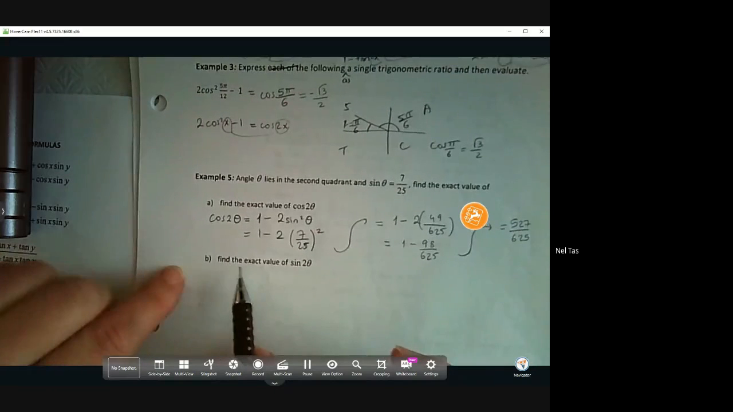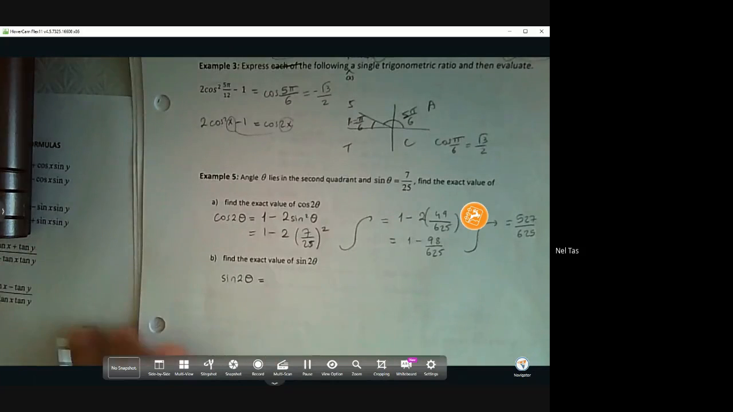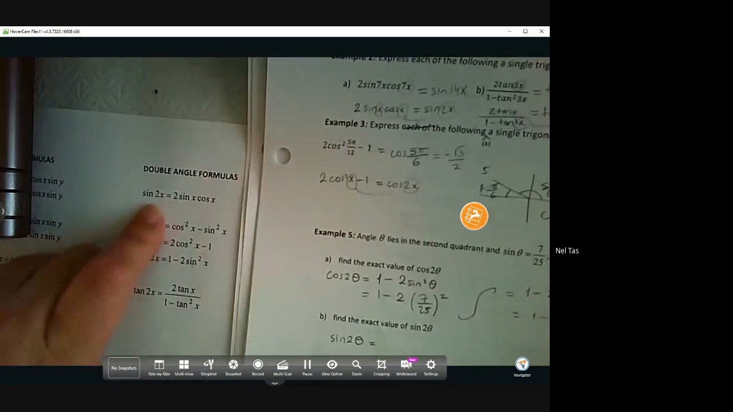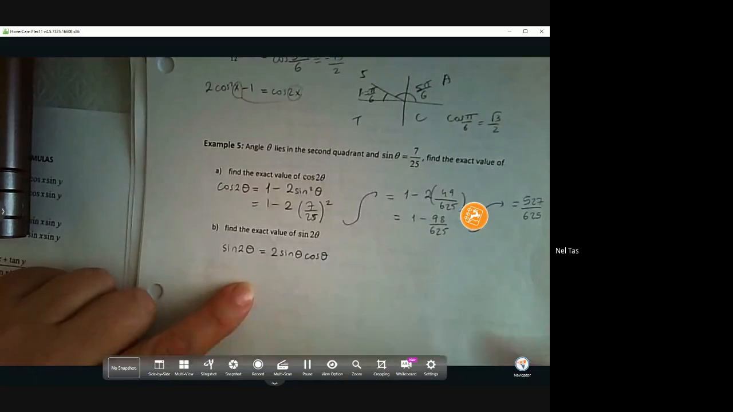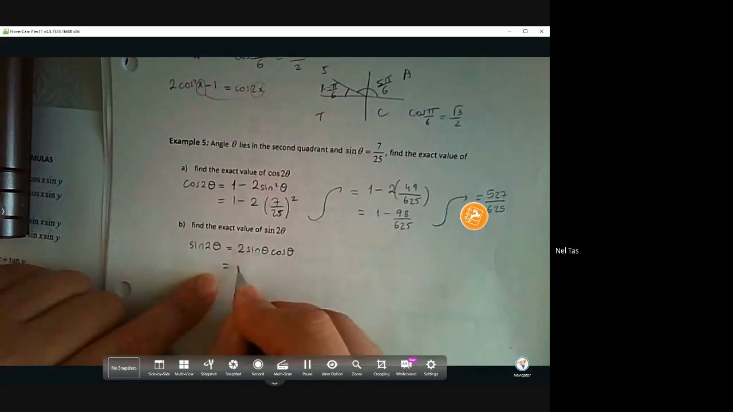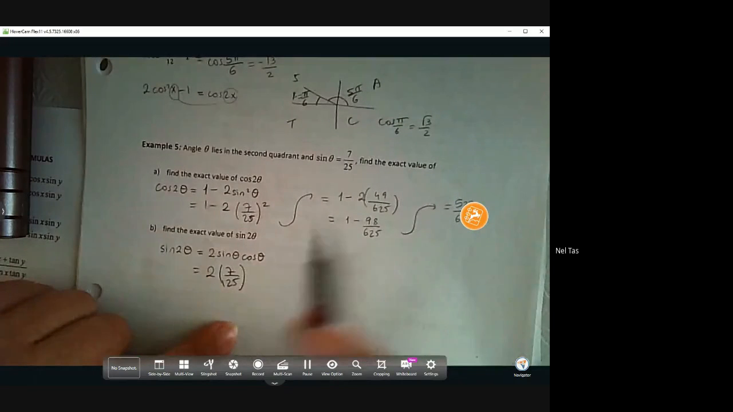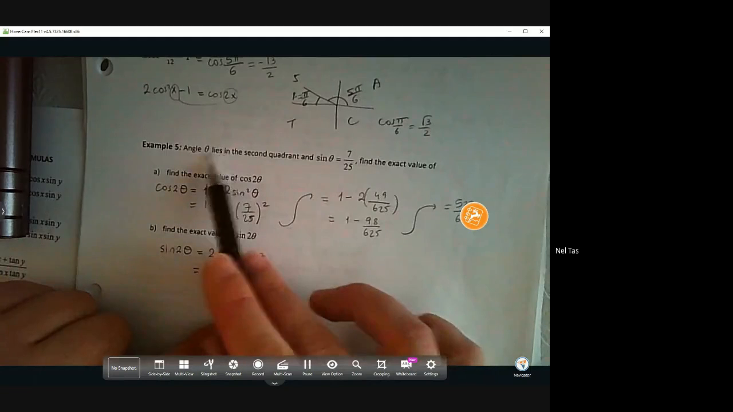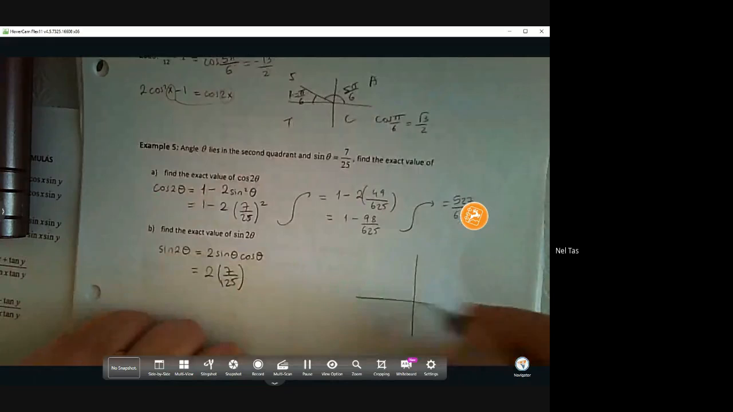Part B, find the exact value of sine 2 theta. We have only one formula for sine 2 theta, which is sine 2x equals 2 sine x cos x. So this is going to be 2 sine theta cos theta. We already know what sine theta is, and it looks like we have to get cos theta. They're telling you that theta is in the second quadrant, so you can sketch this angle.